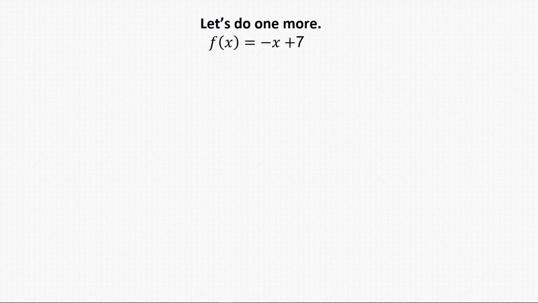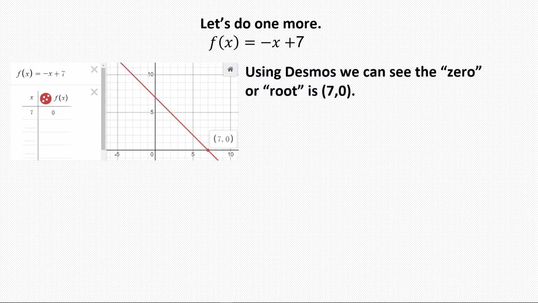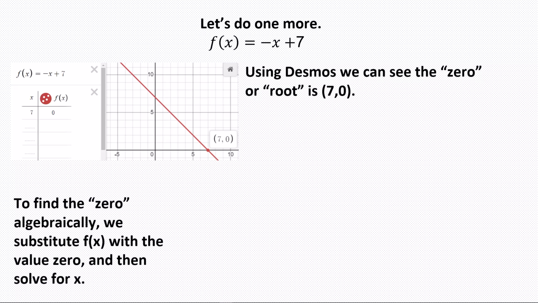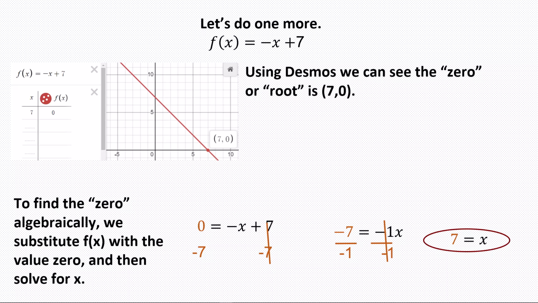Let's do one more. f of x equals -x plus 7. Remember, the negative implies a -1. Using Desmos, we can see the zero, or root, is 7, 0. To find the zero algebraically, we substitute f of x with the value 0 and then solve for x. 0 equals -x plus 7. We subtract 7 from both sides, and we get negative 7 equals negative 1x. We divide both sides by negative 1, and we get x equals 7, which matches the point 7, 0, which we found using Desmos.